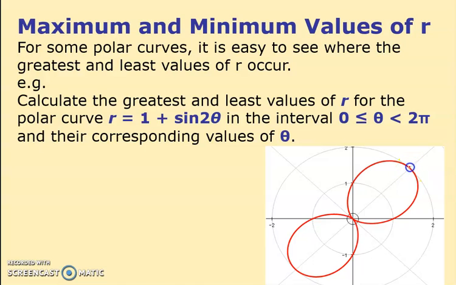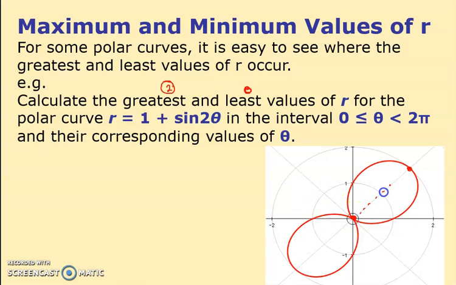You can see quite clearly this is the furthest distance it ever gets away, which just looking at the circle is a distance of 2. So if the greatest value is 2, the least value, well, you can see it actually goes through the origin. Now the origin, if it goes through there, it's 0 away from it, so the least value is 0. When does it occur? What angles does it occur on?